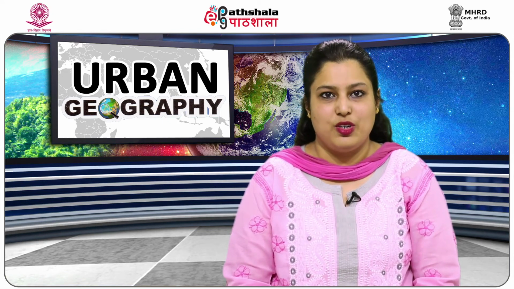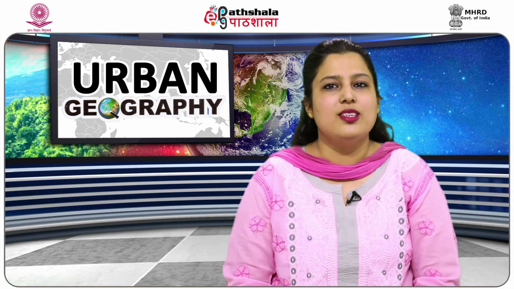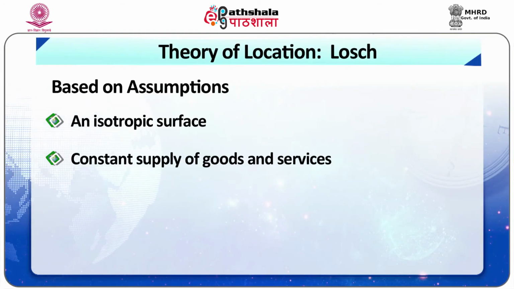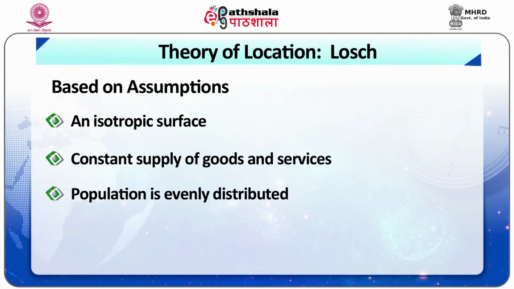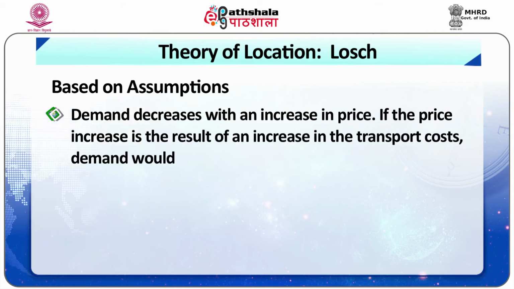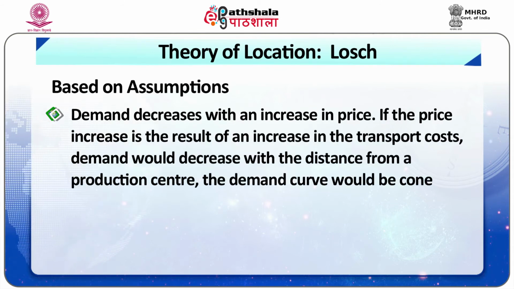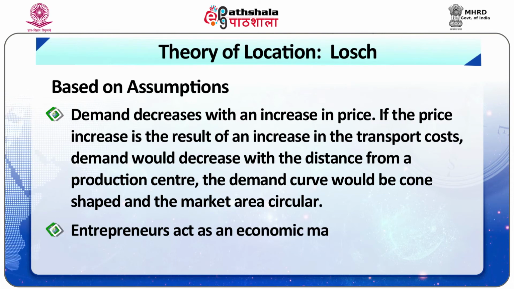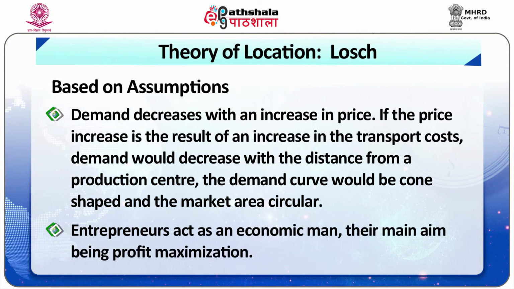the largest revenue. He based his theory on a set of assumptions like an isotropic surface, constant supply of goods and services, population evenly distributed, and demand decreasing with an increase in price. If the price increase is the result of an increase in the transport cost, demand would decrease with the distance from the production center. The demand curve would be cone-shaped and the market areas will be circular. Entrepreneurs act as an economic man, the main aim being profit maximization.